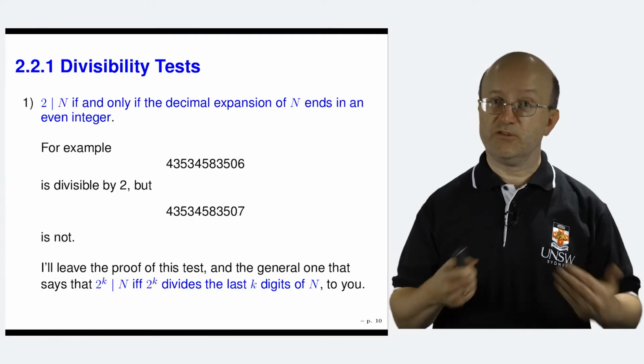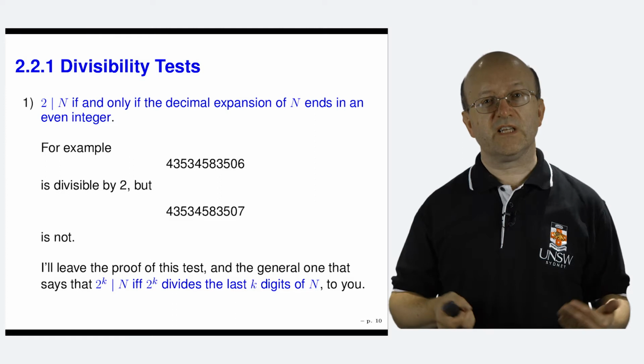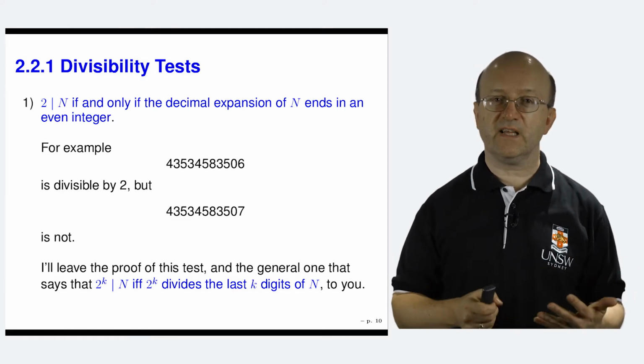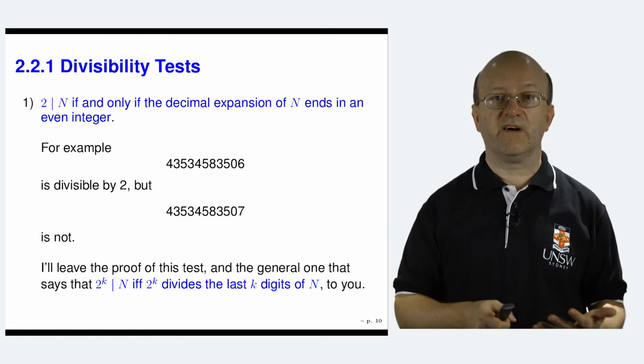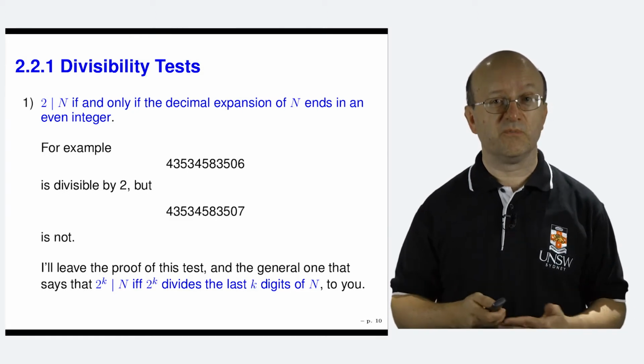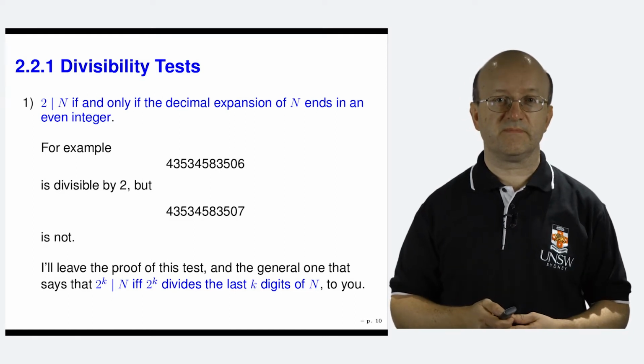Now, if you need to prove this test, I'll leave that for you to do. And you can also think about how you would prove the more general result that says that 2 to the power of k divides n if and only if 2 to the power of k divides the last k digits of n. It's not much more difficult than the original case, but worth having a go at.